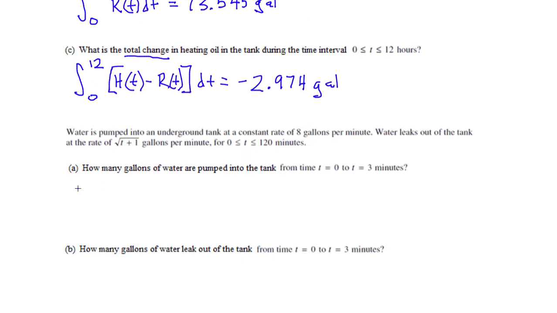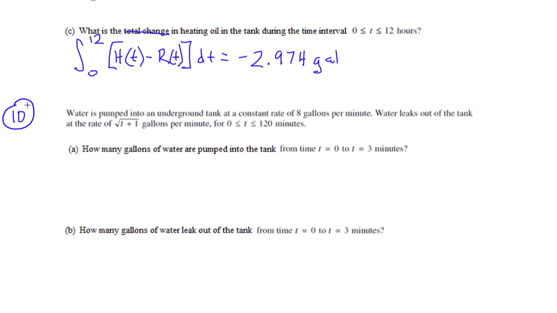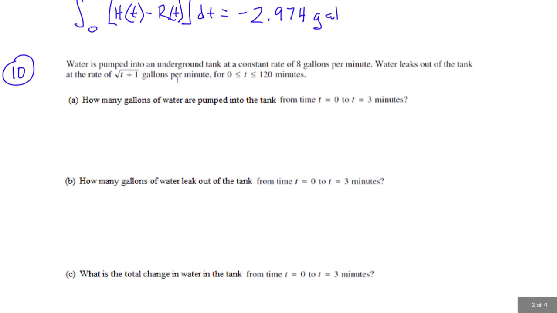All right, that was question number 9. We are on to question number 10. I was about to box it. It's circled. Whoa, what happened there? If I scroll up and down, will it fix it? It does. All right. It's pumped into the water tank at a constant rate of 8 gallons per minute. That means into is a positive rate.